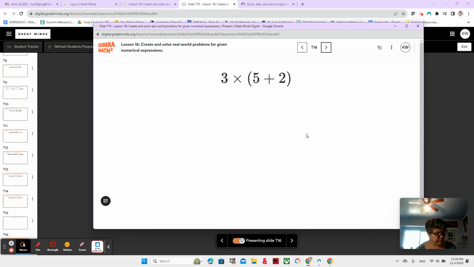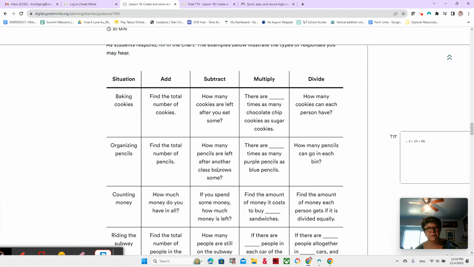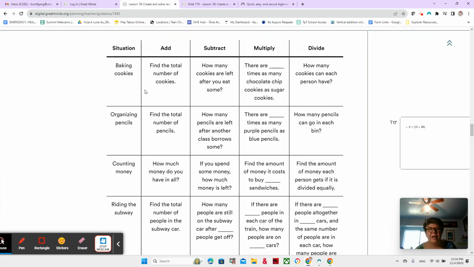All right, very good. Now, if we were doing this whole group, we would be looking at sort of a grid like this, and you would be coming up with some ideas. But I'm just going to show it to you this way. Let's say your situation is baking cookies. That's a good situation to be in, right? By adding, you're thinking about finding the total number of cookies. Okay, so total is a clue word for addition, right?